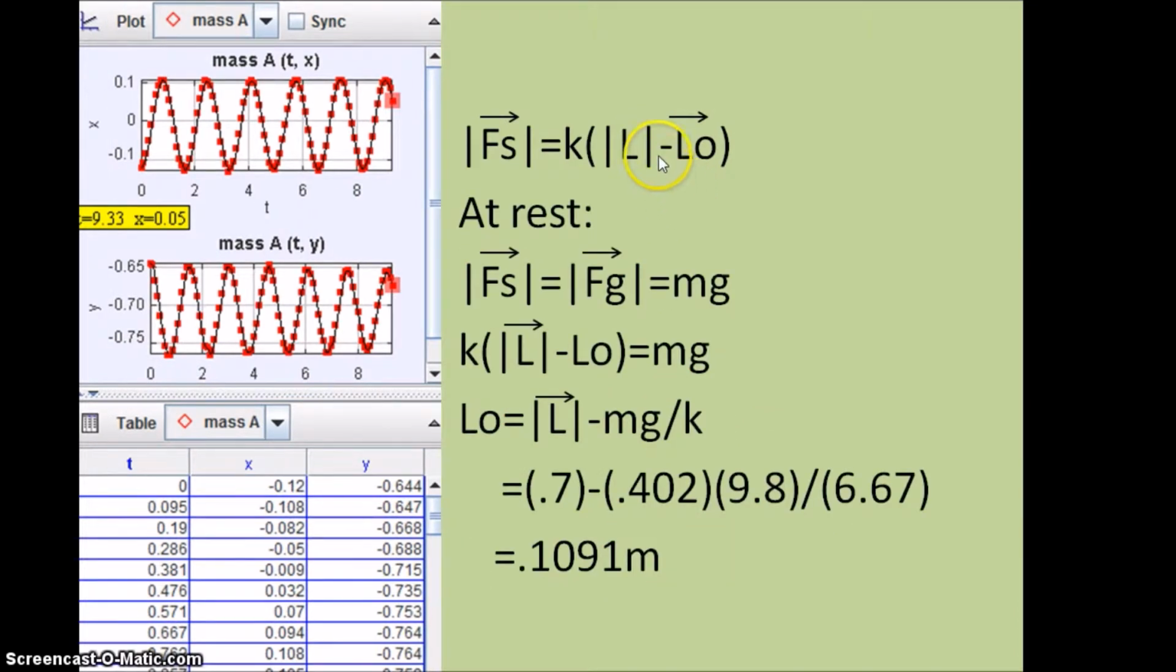To solve for the relaxed length of the spring, L0, we need to use the observation of static equilibrium, which says that at rest, the net force on the system is 0, and thus the force of gravity must equal the spring force. Plugging in and rearranging, we get L0 to equal 0.1091 meters.